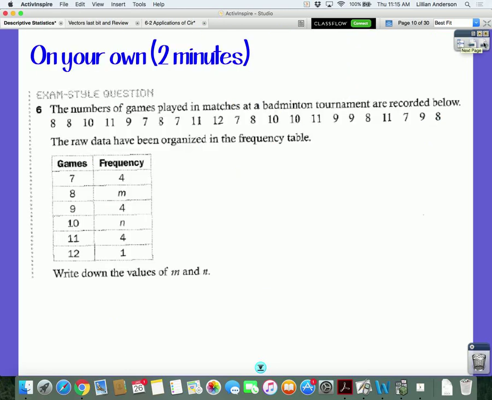Okay. All right, I want you guys to do this one. Do this one on your own. Give you 2 minutes. All right, what's the frequency for 8 days?